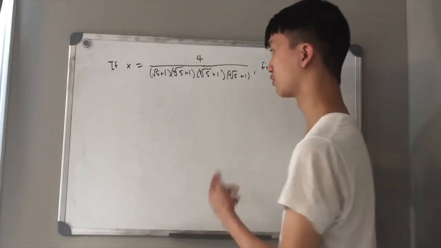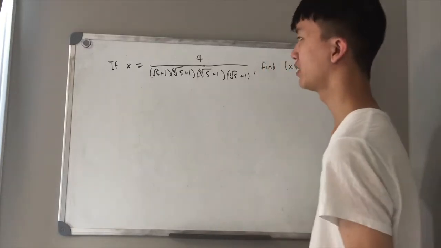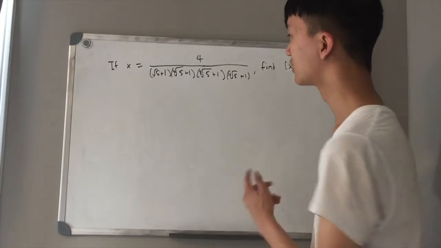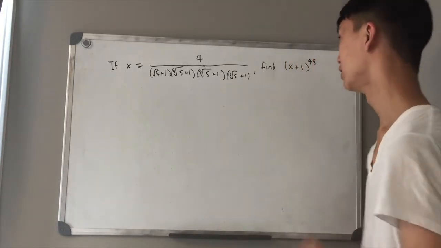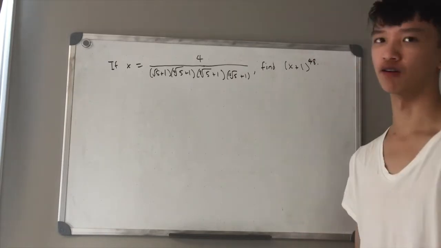If x is equal to 4 over root 5 plus 1 times the 4th root of 5 plus 1 times the 8th root of 5 plus 1 times the 16th root of 5 plus 1, what is x plus 1 to the power of 48?